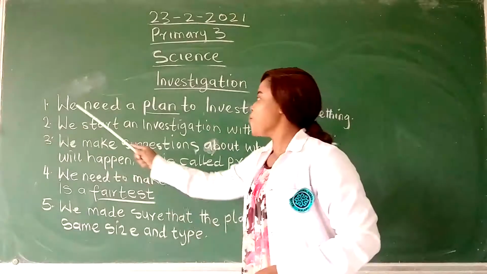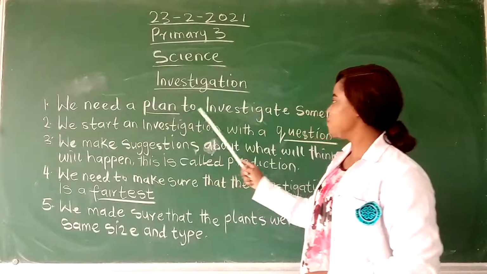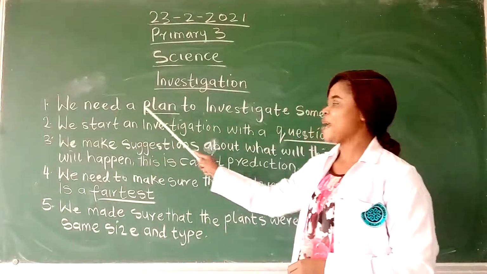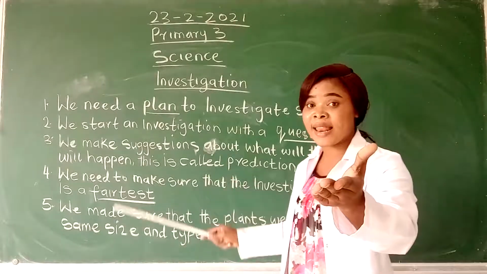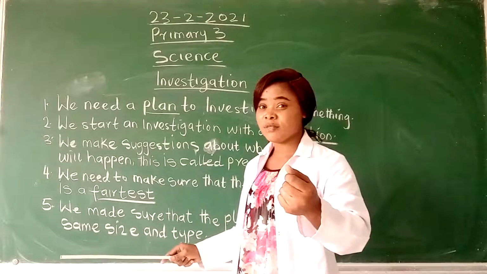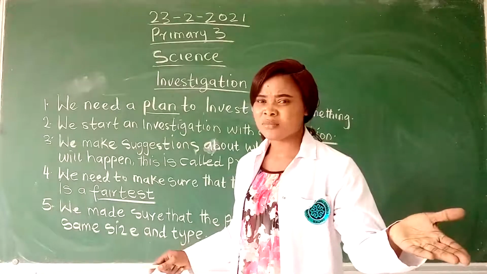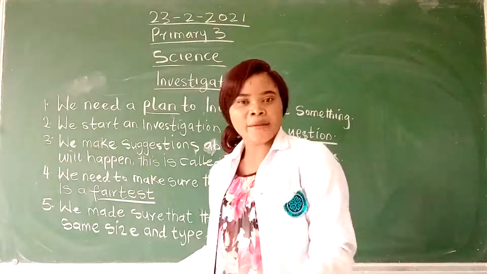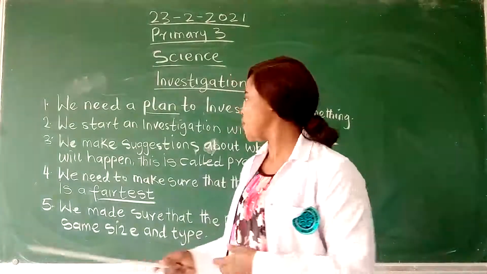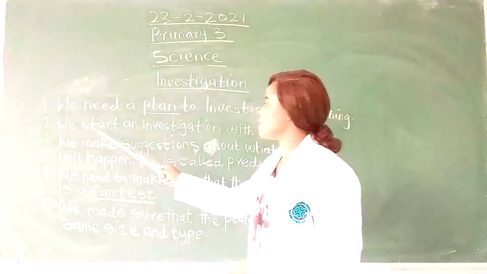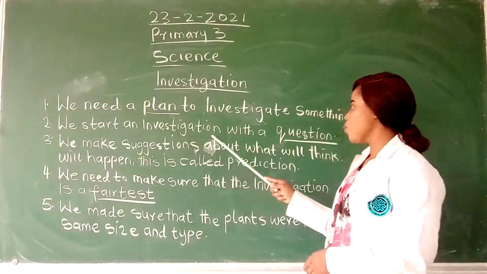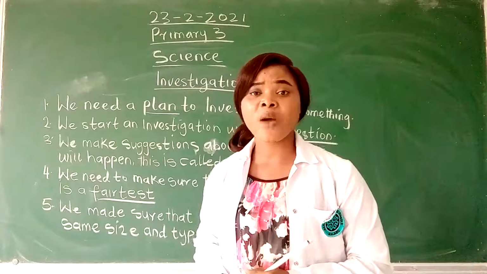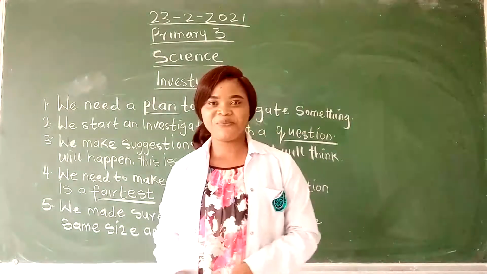Investigation. We need a plan to investigate something. Everybody read. We need a plan. What did I say a plan was, Adela? Steps. Constancia? The step-by-step process. Okay, great. These are the steps you have to follow while carrying out your investigation. Now the second one is what? We start an investigation with a question. Yes. We start an investigation with what? A question.